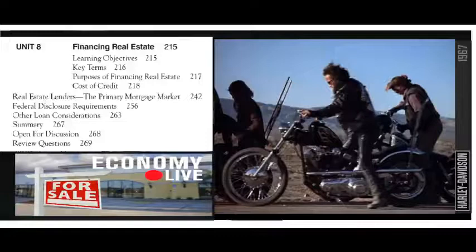Purposes of financing real estate. Affordable financing benefits both businesses and consumers. When funds are readily available for borrowing at reasonable terms, businesses can grow and prosper. For individuals, access to financing means the dream of home ownership can become a reality. Across the country, over $10 trillion in loans on 1 to 4 unit residences were held in 2016.